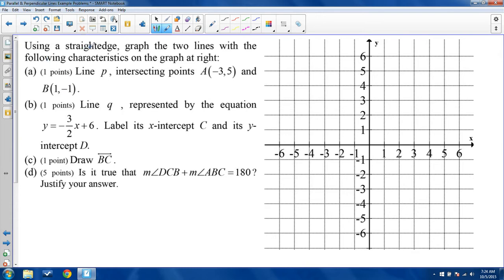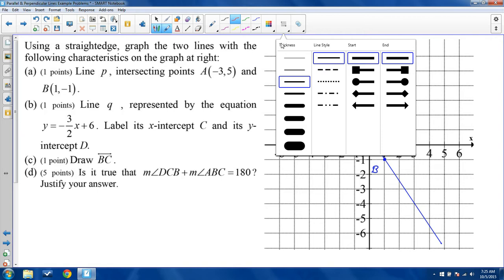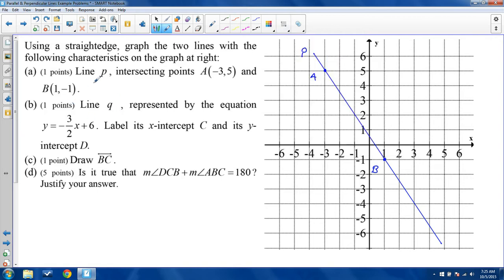Okay, I think this is the last problem here. Using a straight edge, graph the two lines with the following characteristics on the graph at right. Line P intersecting points -3, 5, that's A, and 1, -1, that's B. So let's go and draw a line through that. So kind of looking like that. And that's line P. And then line Q, represented by the equation y equals -3/2 x plus 6.